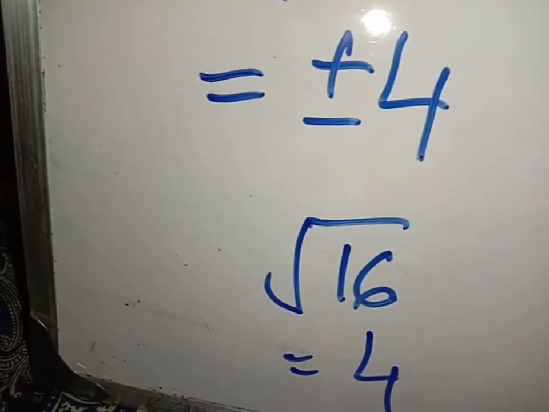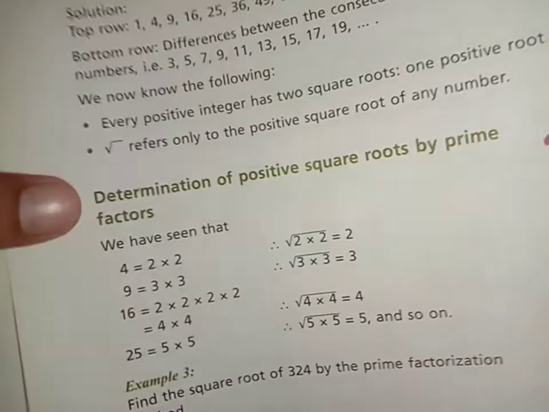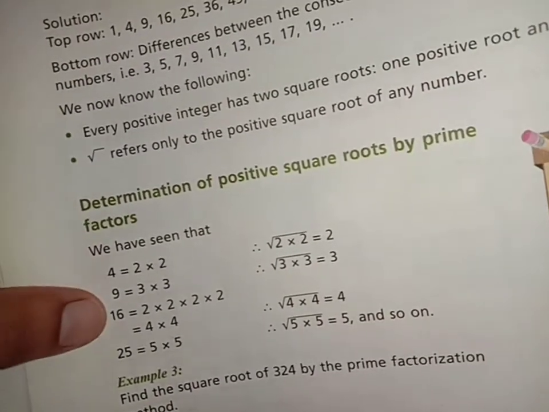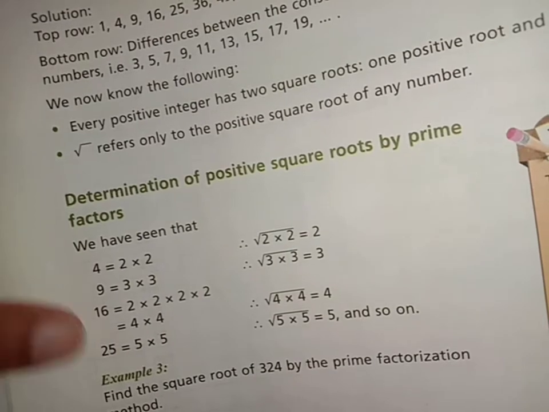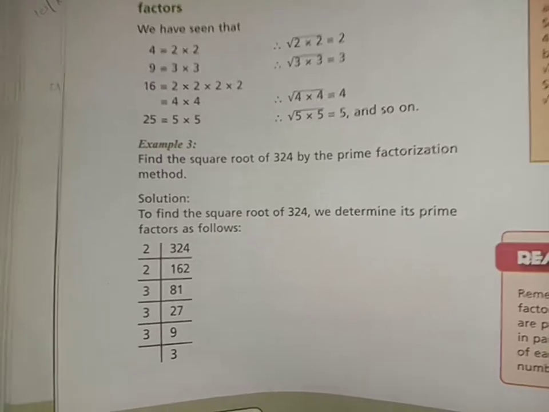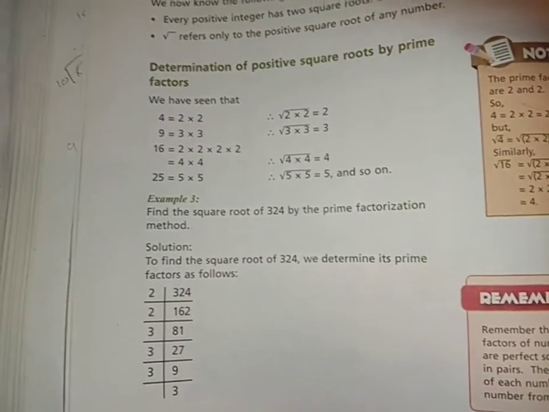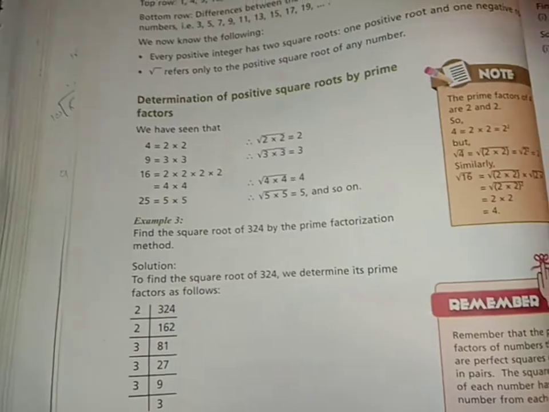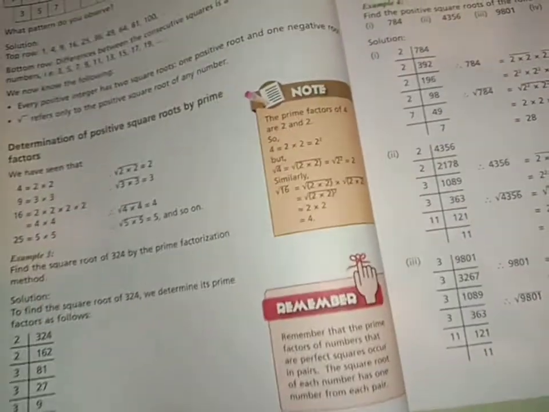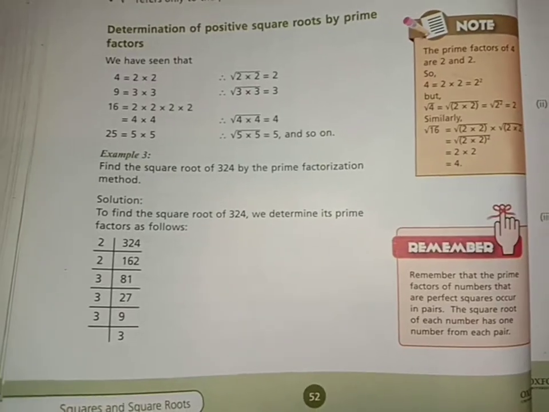Understand? So now moving towards the determination of positive square roots by prime factors. As we have seen, 2 multiplied by 2 is equal to 4, 3 3s are 9, 4 4s are 16, 5 5s are 25, and so on. So you have to complete example 3 and example 4 in your notebooks. I will solve example 3 for you. You have to solve example 3 and 4 both in your neat registers. Thank you. Good luck.